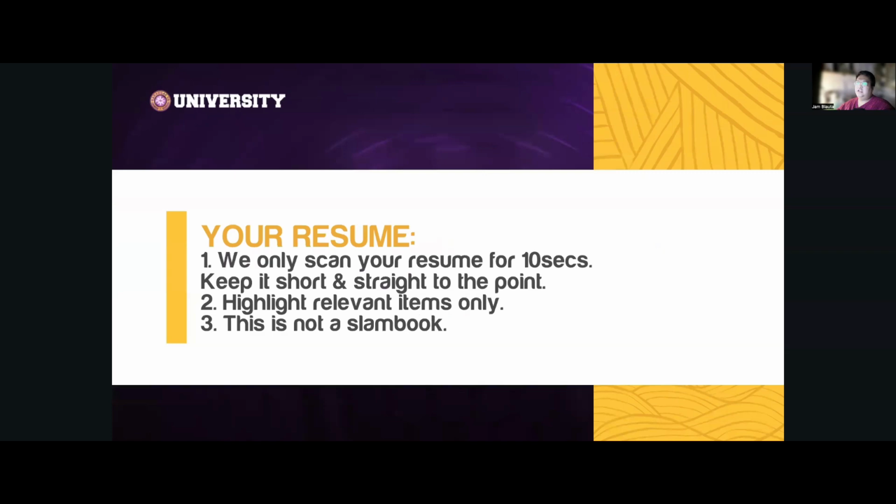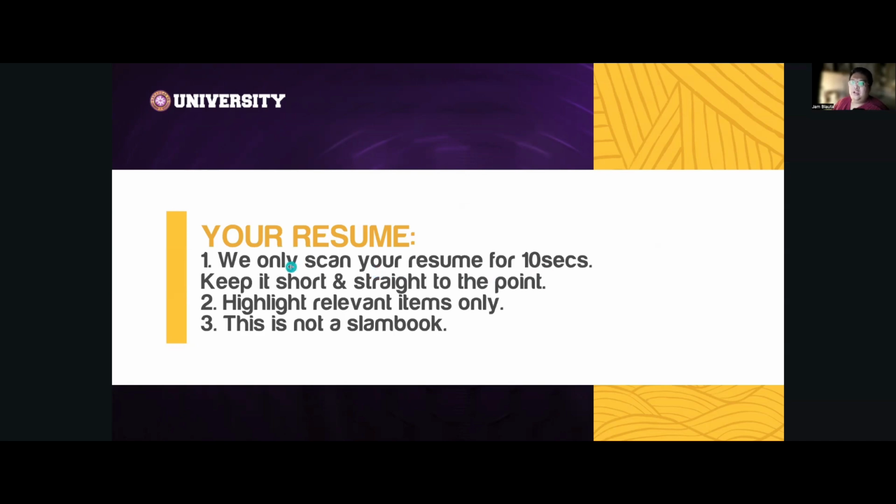We talked about this earlier in the previous modules already. We even have a sample. So here are just some guidelines, and some real stuff right there. First, we only scan your resume for 10 seconds. Literally just 10 seconds. So keep it short and straight to the point. That's why you have to customize your resume based on our needs, based on the job description. Again, one job posting, one profile.